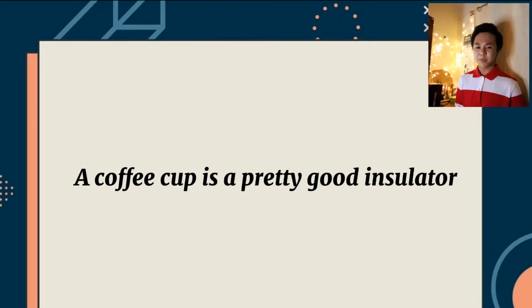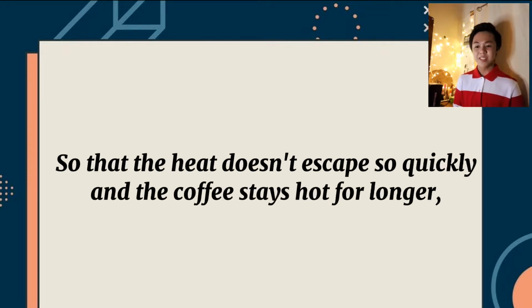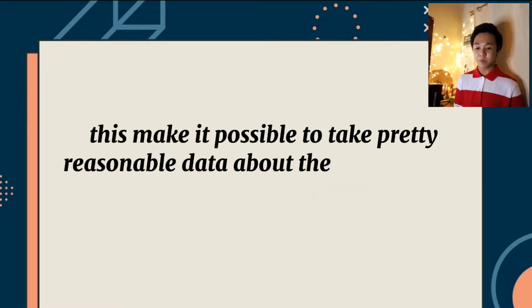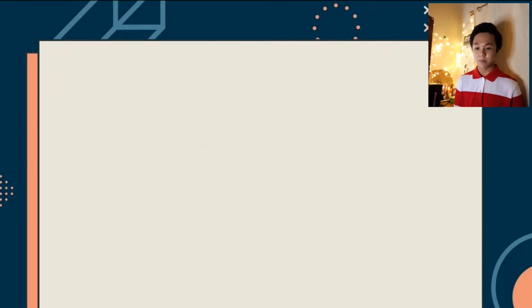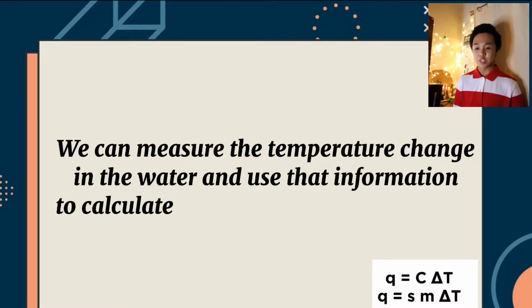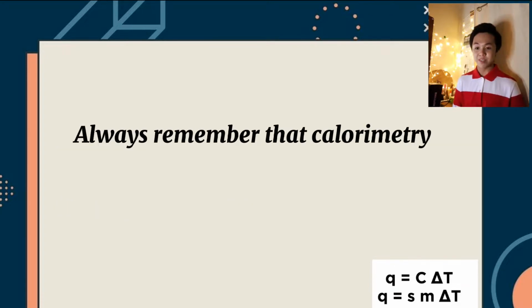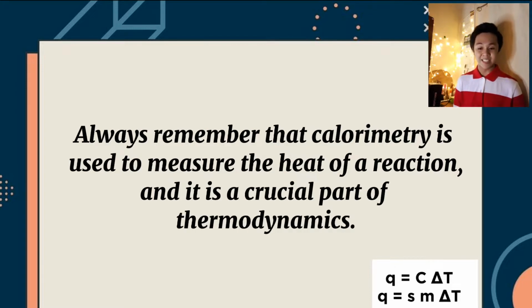A coffee cup is a pretty good insulator. That's why we use it for coffee, so that the heat doesn't escape so quickly and the coffee stays hot for longer. This makes it possible to take pretty reasonable data about the temperature change in a cup of water when we add a hot piece of metal. We can measure the temperature change in the water and use that information to calculate the specific heat of the metal. Always remember that calorimetry is used to measure the heat of a reaction, and it is a crucial part of thermodynamics.